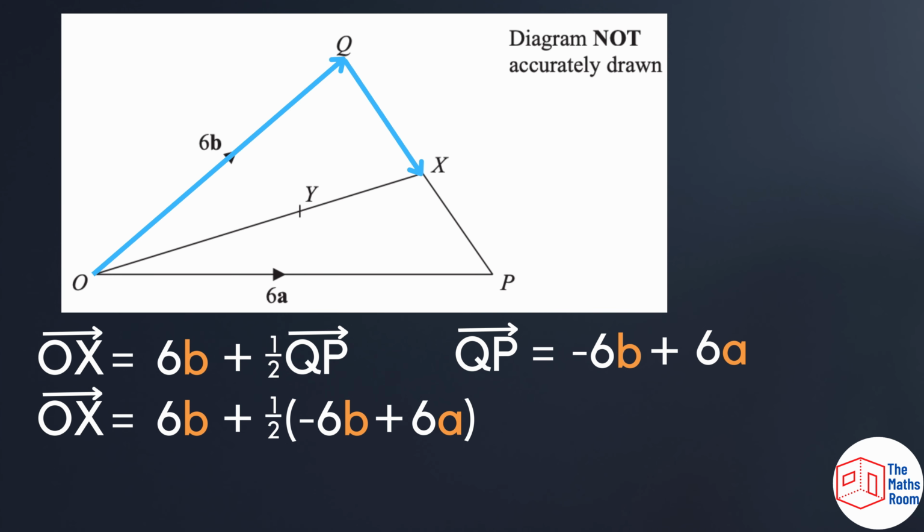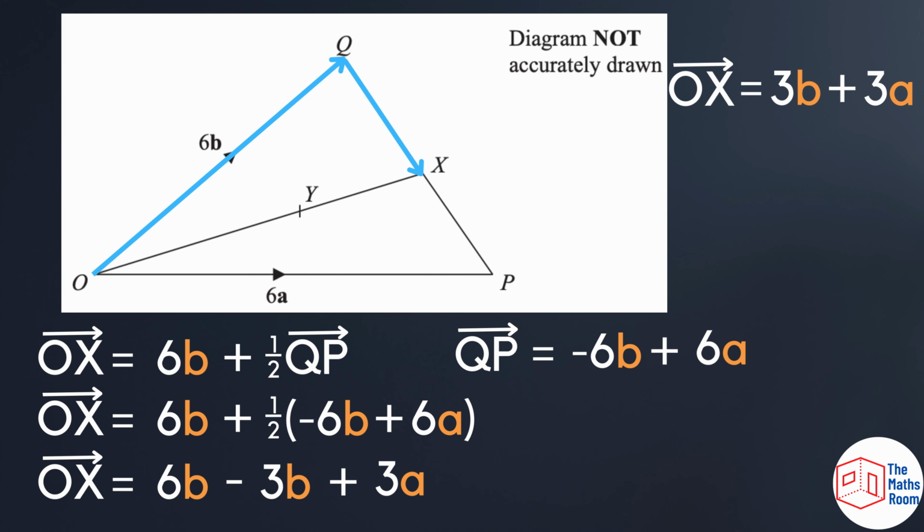Plugging it into our original formula and multiplying out our half, we just need to now collect those like terms, and we get OX is equal to 3B plus 3A. Once again, there's a part B, so I'm going to keep that up in the corner.